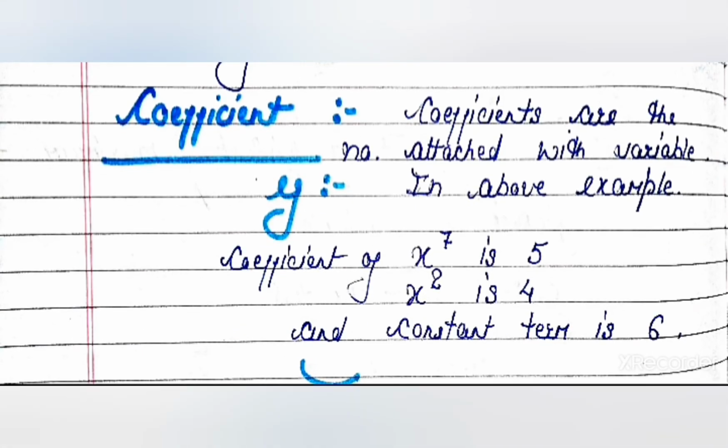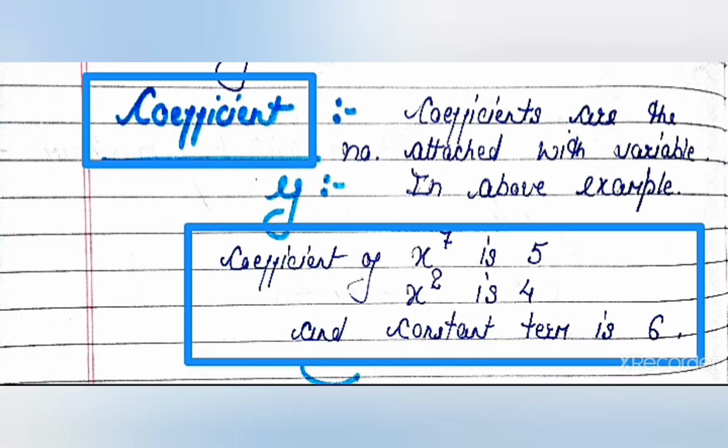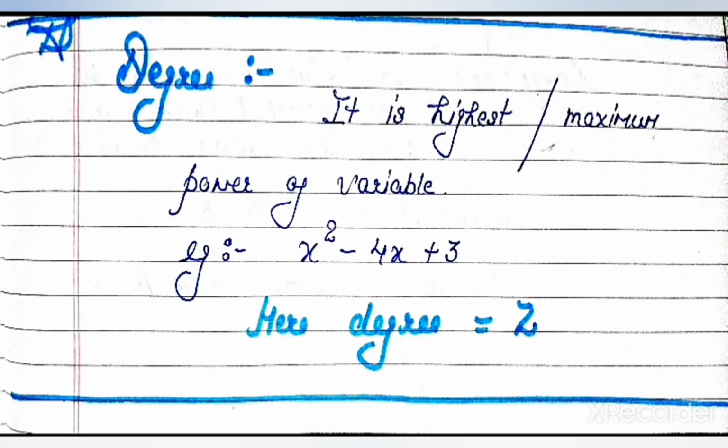Regarding the coefficients, coefficients are nothing but the number attached with the variable. Like we considered the example above, 5x power 7 plus 4x square plus 6. In this case, the coefficient of x power 7 is 5, the coefficient of x square is 4, and the last one is the constant term. We can say the constant term has degree 0. So degree is the highest, or you can say the maximum power of the variable.